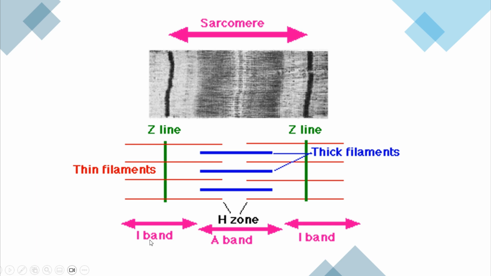You need to know that as well. The area around the Z line is called the I band. The area between the H zone and the rest of it is also the I band. In the middle is called the A band. You don't need to know much here. If they give you a picture like that, the Z lines are there, the middle is the M line, and the H zone is in the middle. That's what you need to know.